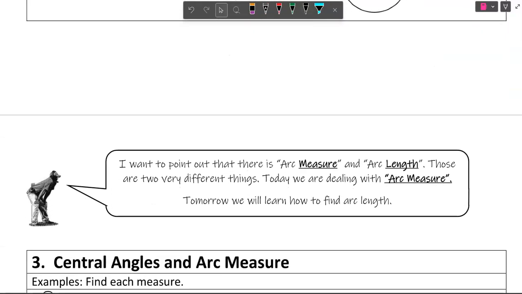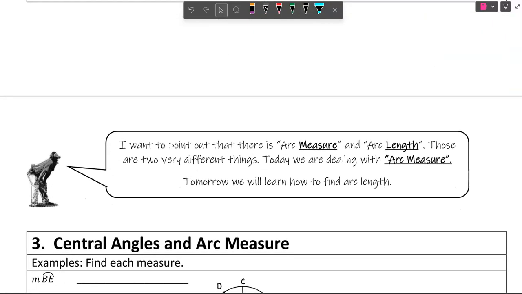Now, before we look at some practice problems using this idea of central angles and arc measures, I do want to mention something very important here, and that is that there is an arc measure, which is what we're talking about in this lesson, but then there also is an arc length. And so it's really important to denote the difference between the two.